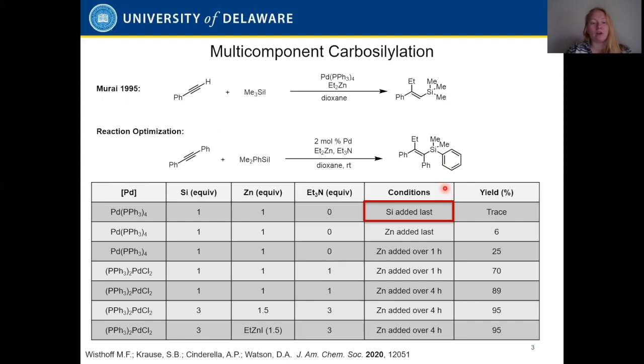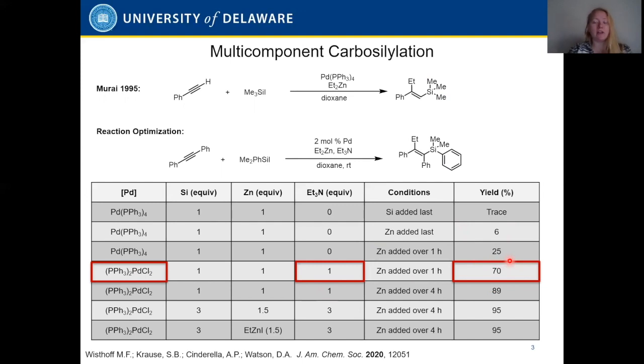My colleagues started with Murray's conditions in which the silane electrophile was added last. Unfortunately, they saw only trace product. However, simply by switching the order of addition to add the zinc nucleophile last, they saw a slight increase in yield. From there, they were adding the zinc over about a half hour, but slowing it down to an hour significantly improved the yield, which was exciting to see. Then by adding base and switching the palladium catalyst, they saw a jump to 70% yield, which was great. However, they wanted to improve it further.